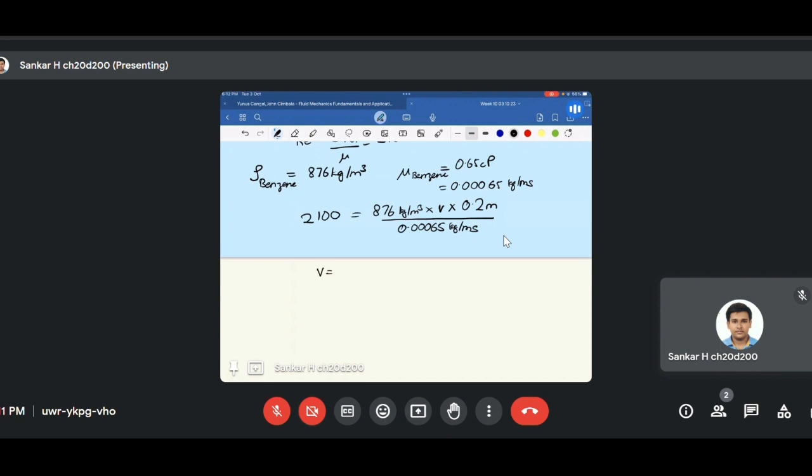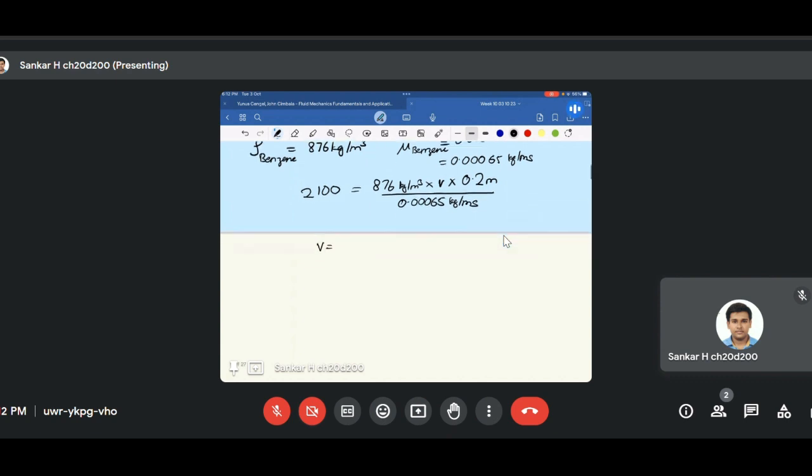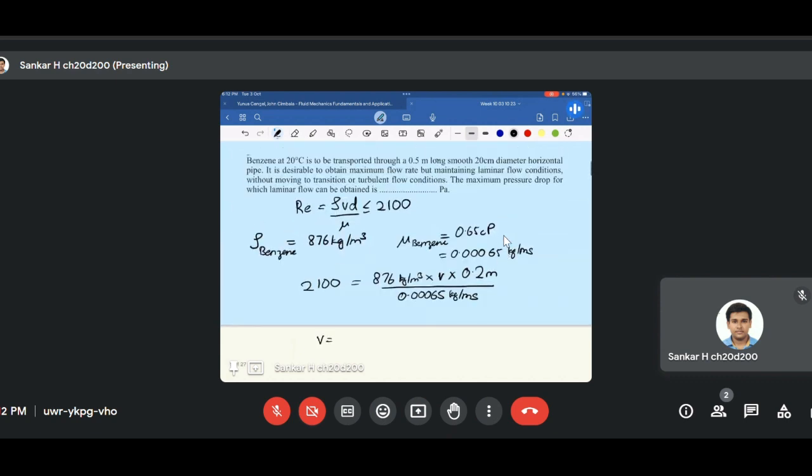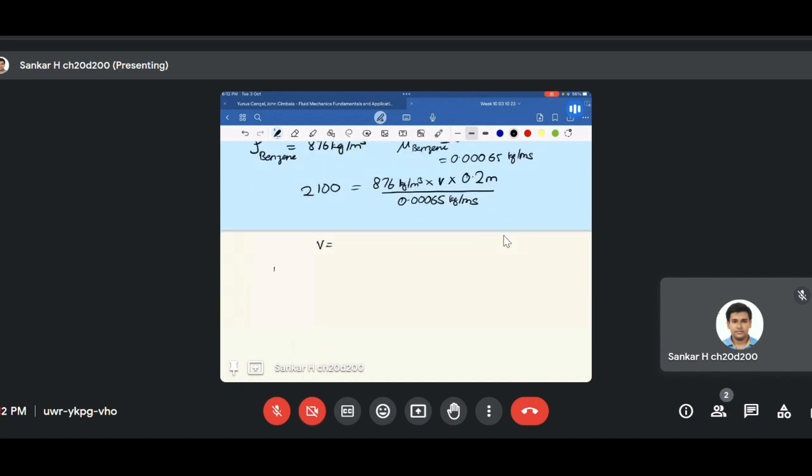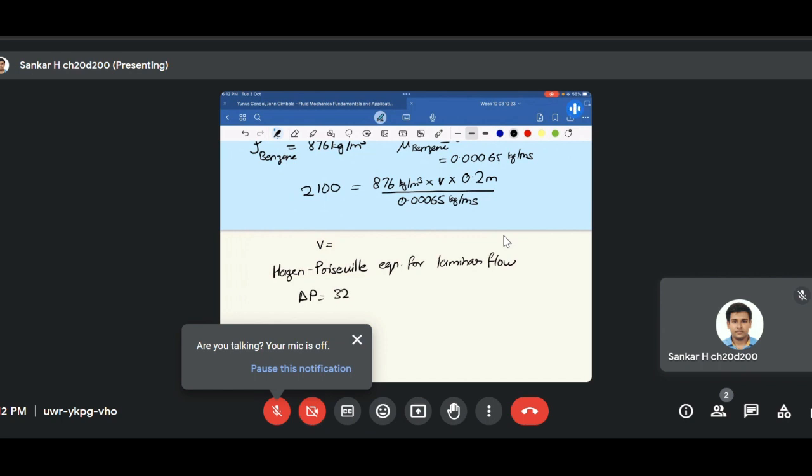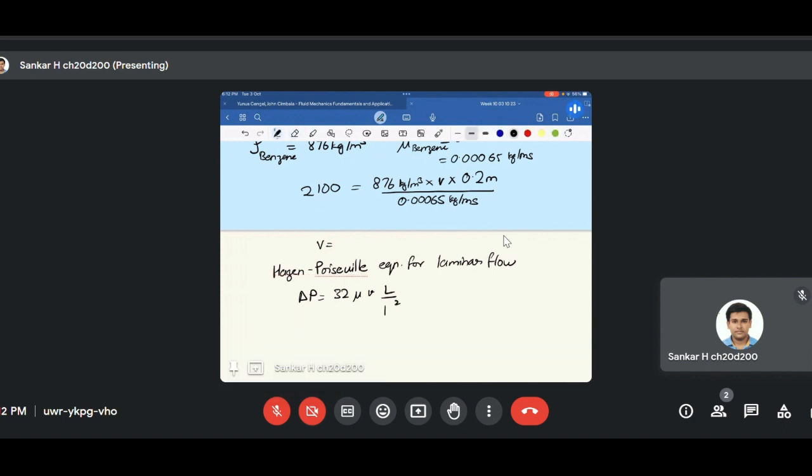I'll give a minute for you to complete the calculations, and let me just complete the method how to proceed after you have found out the velocity. Just put it in an equation you're all familiar with, which is the Hagen-Poiseuille equation for laminar flow, and we can get the pressure drop delta P as 32 times mu V L by d square. I think we have all the values that are required to solve this.